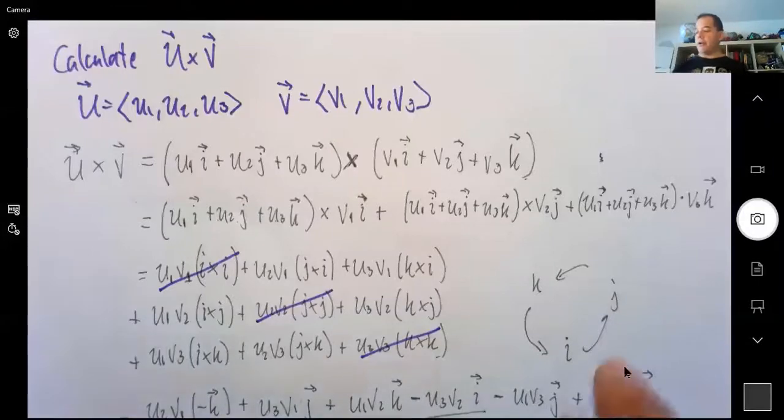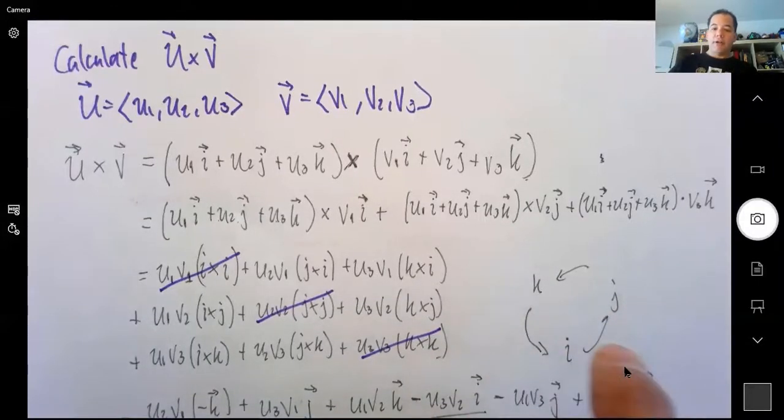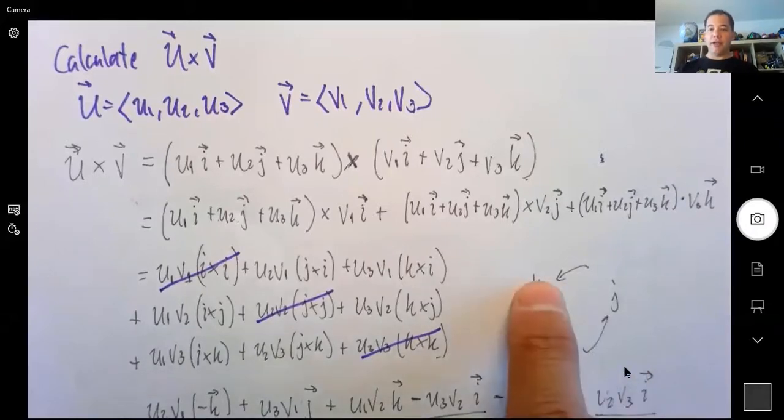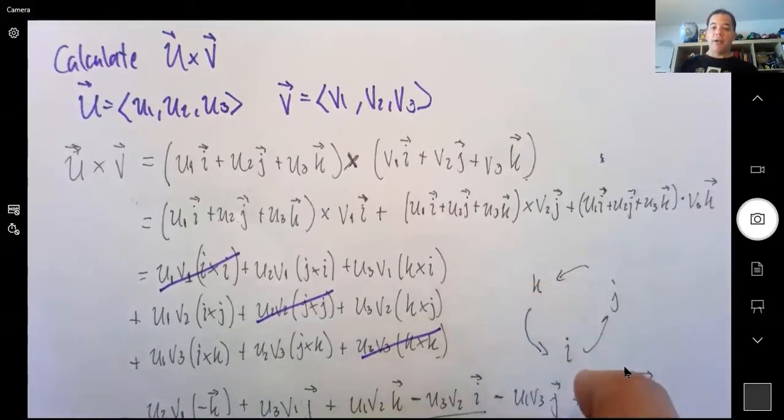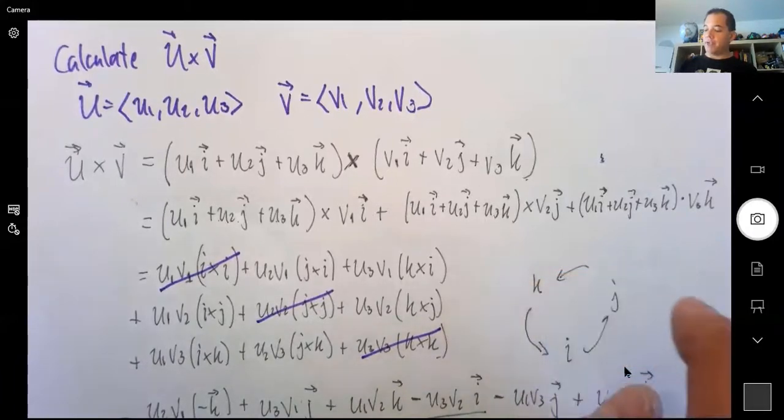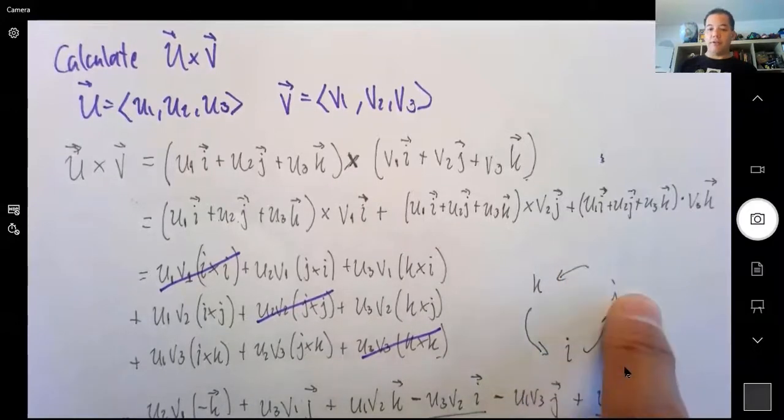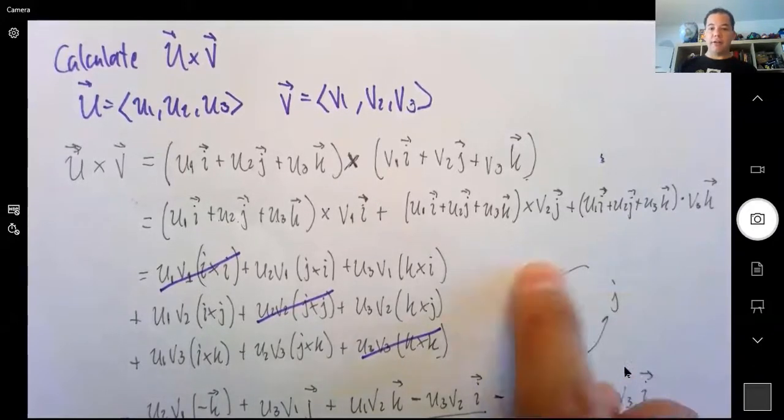Let me remind you, this is the kind of work we did last time. We first learned how to do the basic vectors, i, j, and k. And we know that if we do i cross i, we get 0. If you do j cross j, we get 0. If you do k cross k, we get 0. And we also learned that if you do i cross j, you get k, j cross k, you get i, and k cross i, you get j. So this circle helps, right?